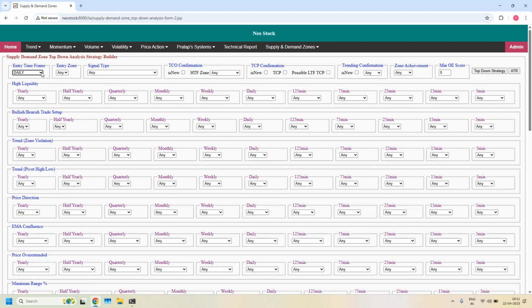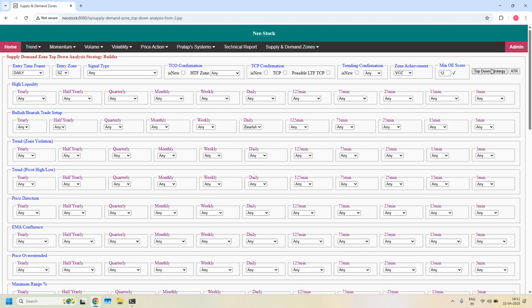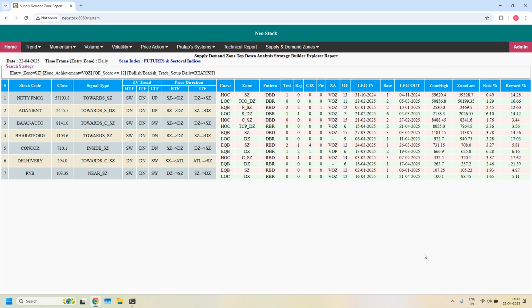Entry time frame daily, entry zone, supply zone, bullish or bearish at daily, I am selecting bearish. Zone achievement violated opposing zone, minimum odd and enhance score 12. With these filters, we got 7 stocks. These 7 stocks are supporting bearish trade setup for monthly income trade, and all the entry time frame zones are daily supply zones. These are the supply zones, entry time frame zones.